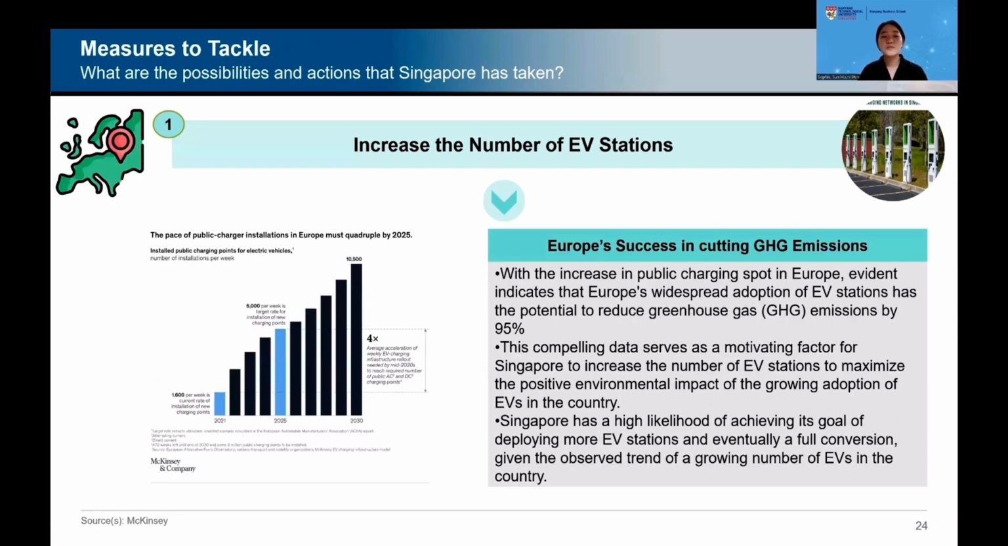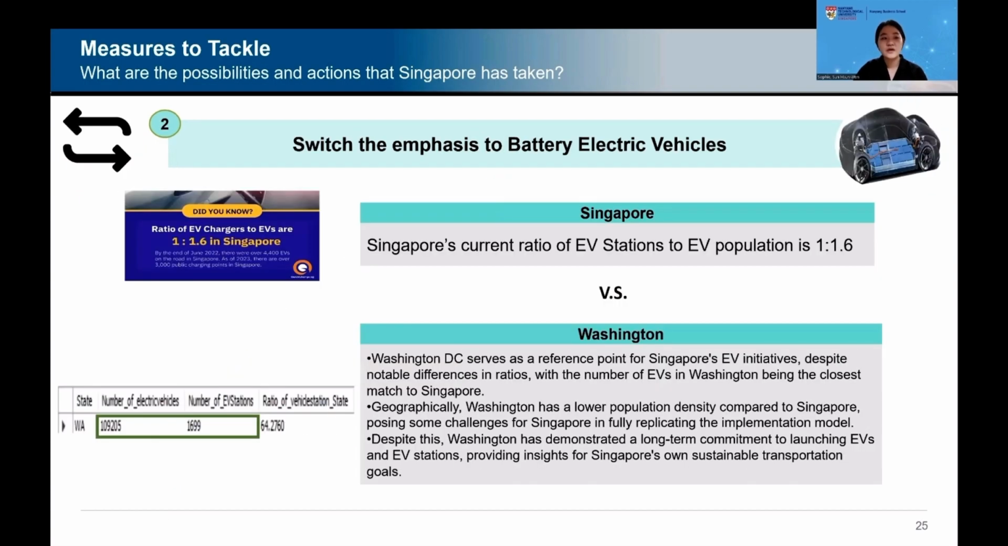From the case in Europe, it also shows that there is a positive trend in the number of EV stations deployed in the region, and by data collected, with more EV stations, it can effectively reduce the carbon emission by 95%. This data is a motivating factor for Singapore to increase the number of EV stations with the increase in EV population. Singapore also has a high likelihood to achieve its goal of full conversion and reduction in the carbon emission given the positive trend.